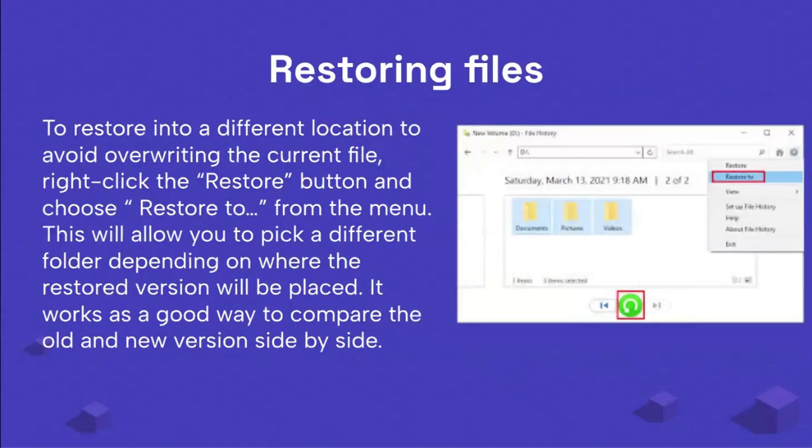To restore into a different location to avoid overriding the current file, right-click Restore and choose Restore to from the menu. This will allow you to pick a different folder where the restored version will be placed. It works as a good way to compare the old and the new versions side by side.